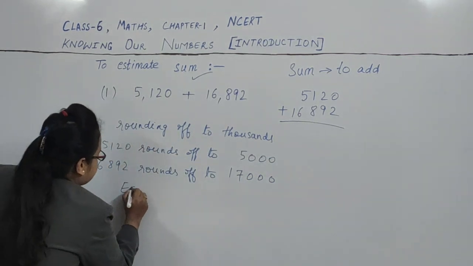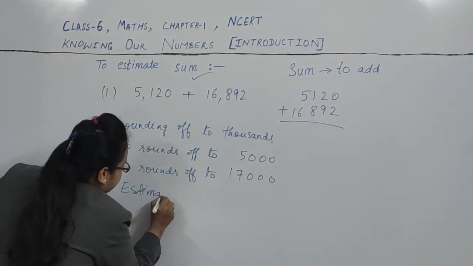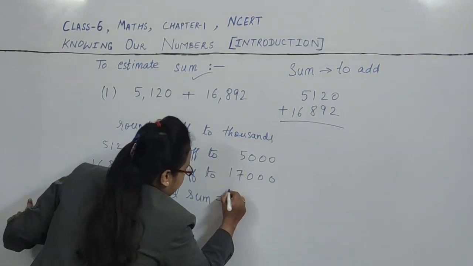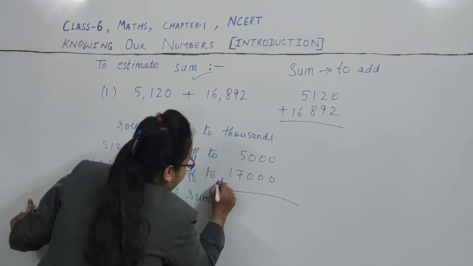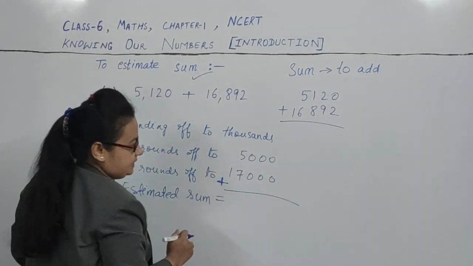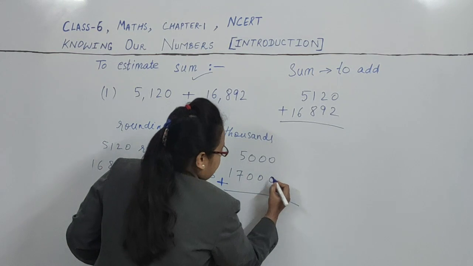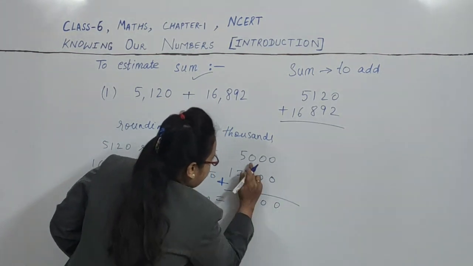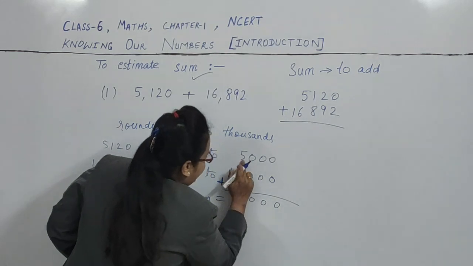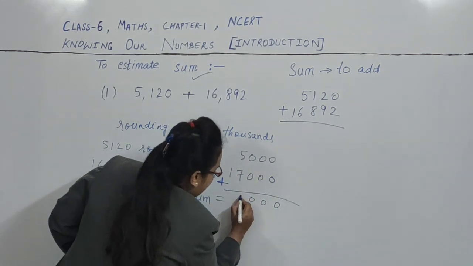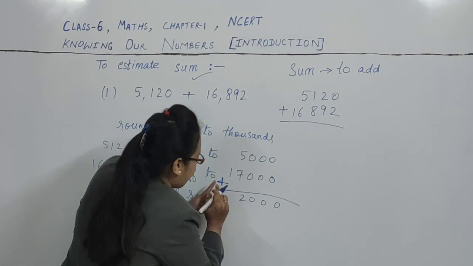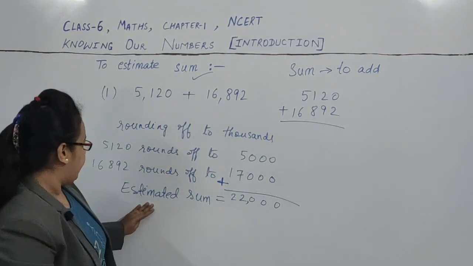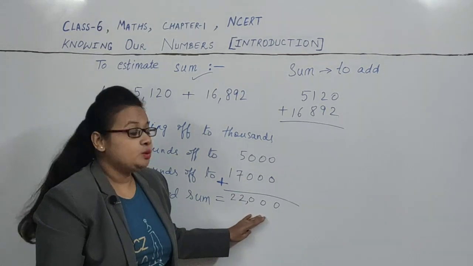Now we will find the estimated sum. Estimated sum means we have to add these two estimated numbers. So 0 plus 0 is 0, 0 plus 0 is 0, 0 plus 0 is 0, 5 plus 7 is 12, 2, 1 carry, this 1 plus 1 is 2. So it is 22,000. The estimated sum is 22,000.